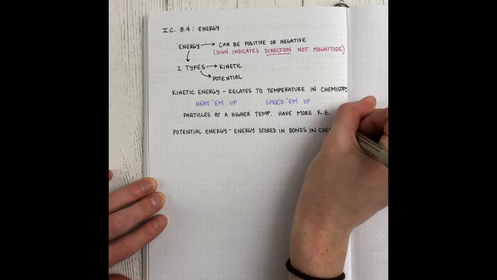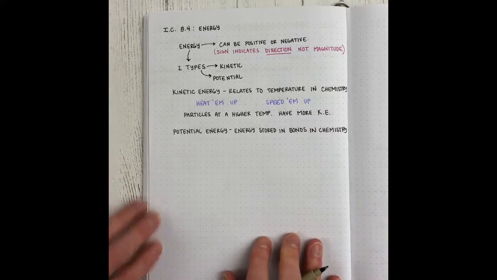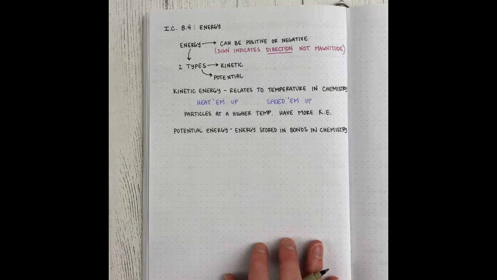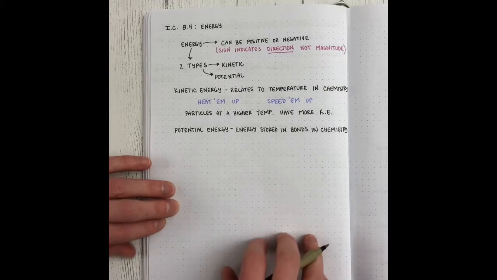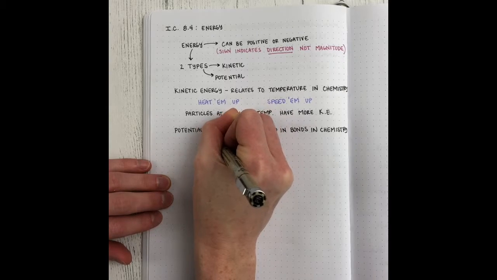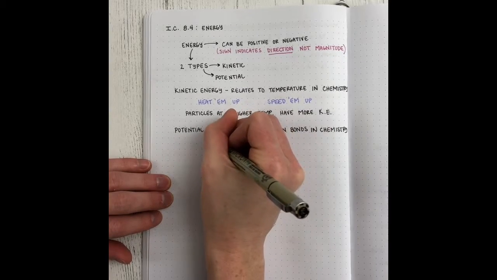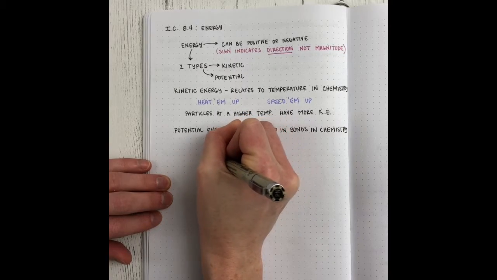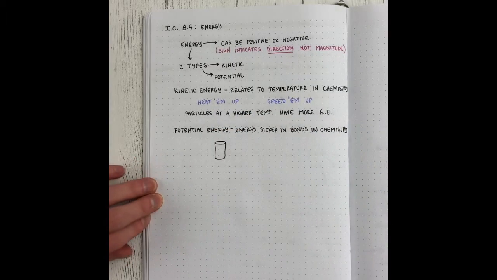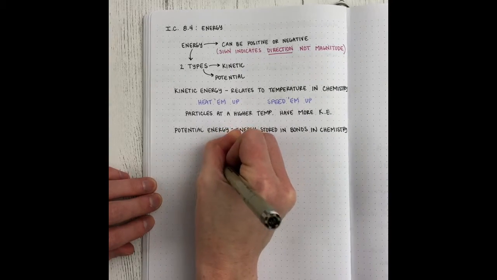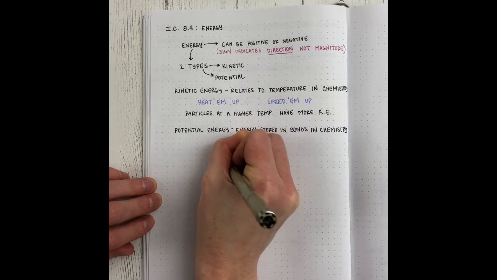We won't deal with potential energy too much in this unit. We'll save that for future study when we talk later about Hess's law. But for right now, you should know that chemical bonds store energy. So when you break chemical bonds, that costs energy. And when you form chemical bonds, that releases energy.